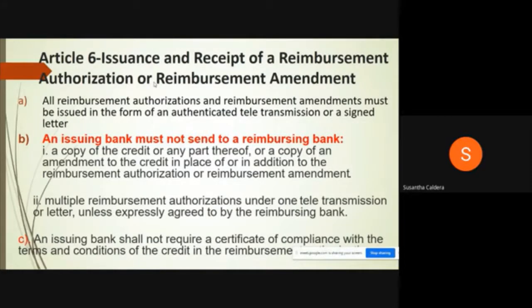Article 6. Issuance and receipt of a reimbursement authorization or reimbursement amendment. All reimbursement authorizations and reimbursement amendments must be issued in the form of an authenticated teletransmission or a signed letter.